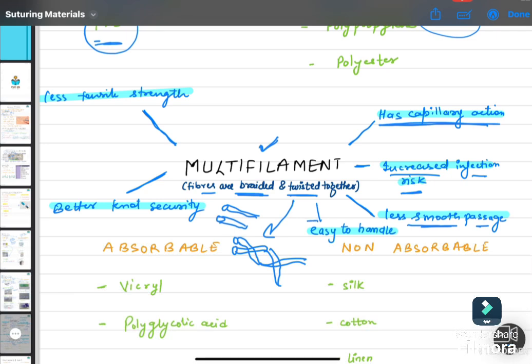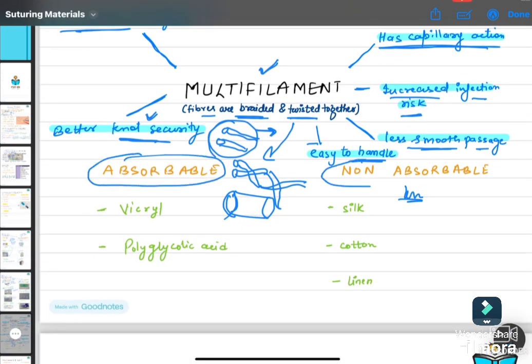It has very little memory, meaning it loses its shape when it is removed from the suture packet. So it is very easy to handle. It requires fewer throws, meaning fewer knots are needed, and knot security is good. However, the tensile strength of multifilament suture is lower.